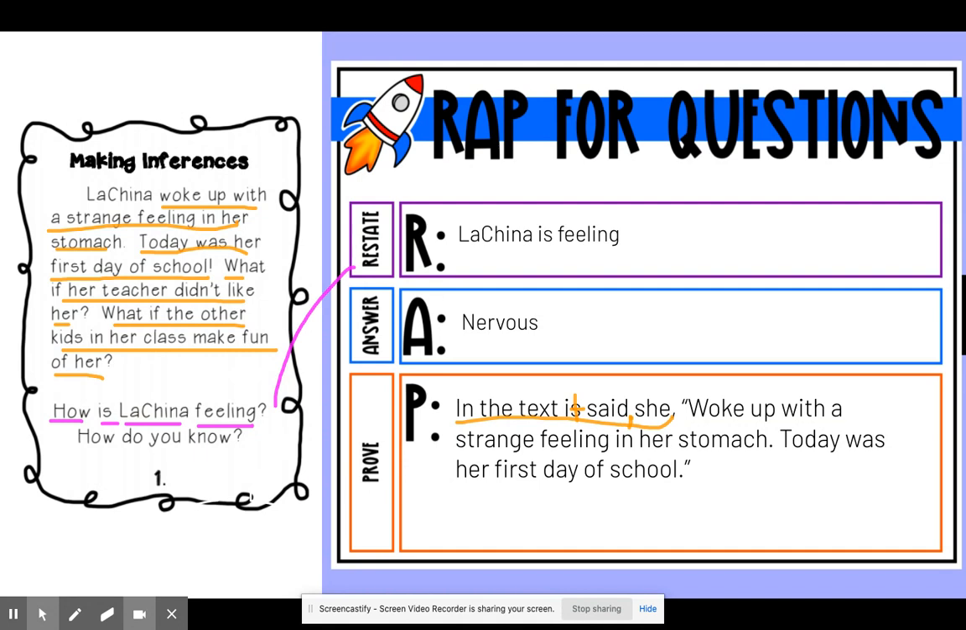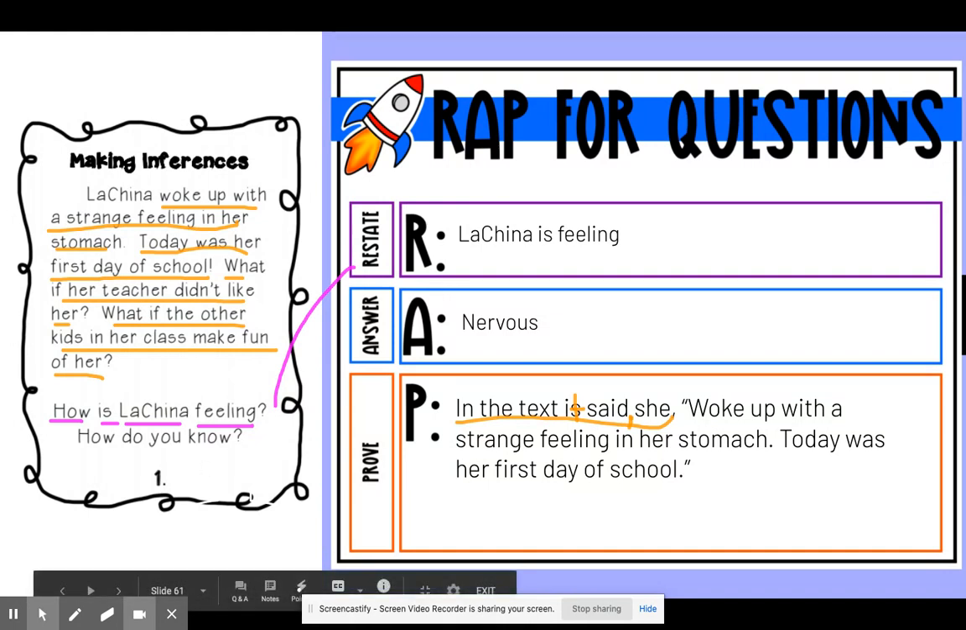Okay? Remember, it's the same process. We are going to read sections from our novel. We're going to ask ourselves, what is this character saying? What is this character thinking? What is this character doing? Then we're going to ask ourselves, well, how does that character feel? And we're going to use that to help us answer in RAP. And those questions that we ask ourselves about how they're thinking, what they're saying, what they're doing, those are our text clues. That's what we're putting right here in the prove. Okay? So same process as last week. We're just putting it into RAP.